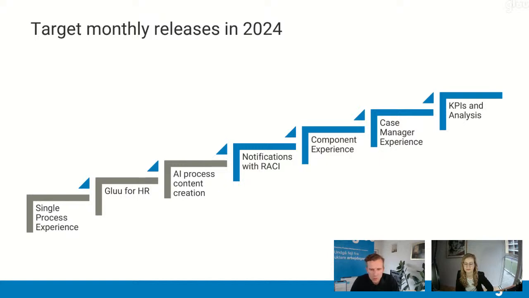But then coming to component experience, case manager, and KPIs and analysis, this is where you can probably expect that we will shift things around a little bit, given the opportunities we see in AI. Also, we have some follow-up where we want to make some of the earlier features 100% complete before we move on to something else. So the last 3 here, don't look too much at them and tell us if you really are expecting something.